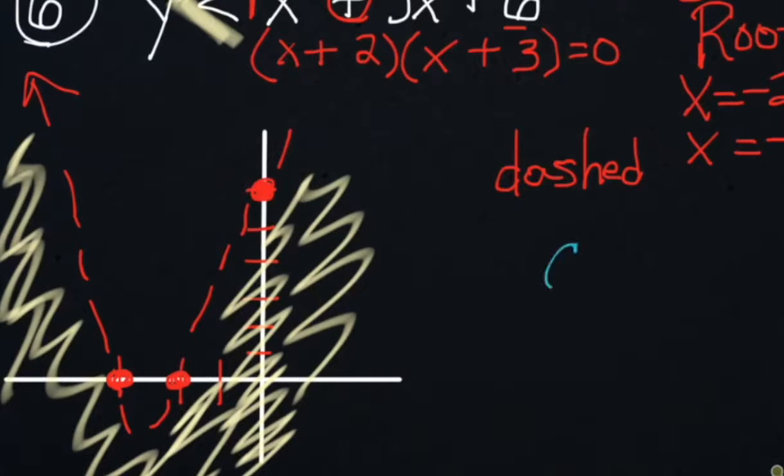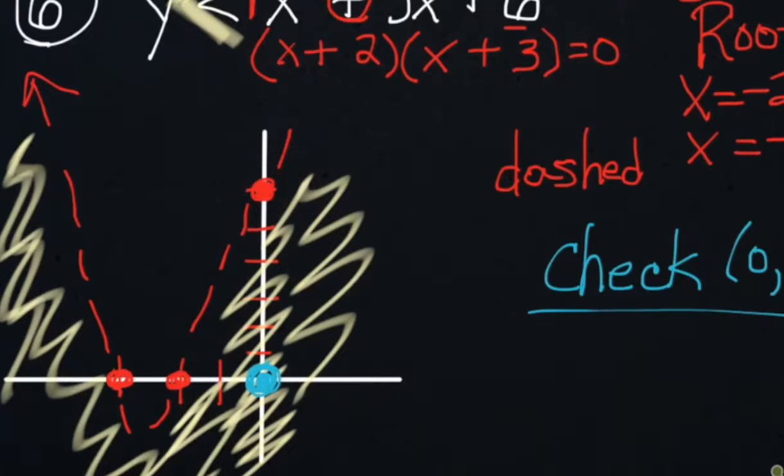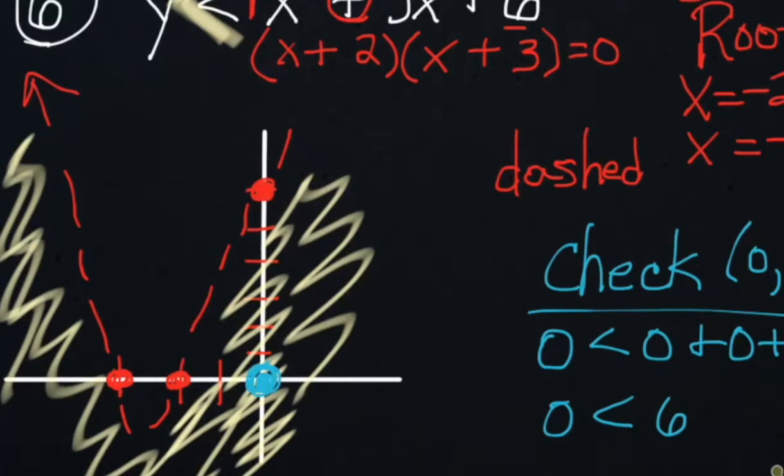Now let's check it. Check a point. You could check the point before you shade. That way you don't waste colored pencil. What's a good point? Well, 0, 0 is in my shaded area. So let's use that one. Plug it in. 0 less than 0 plus 0 plus 6. So 0 is less than 6. Is that true? Yes. That means my shading is correct.